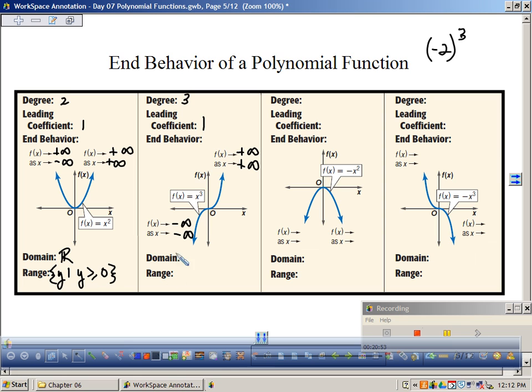Let's look at this one. I'll do domain and range in a second. Let's look at this one. As x is going in the positive, what's y doing? Is it going up or is it going down? Over here. It's going down.